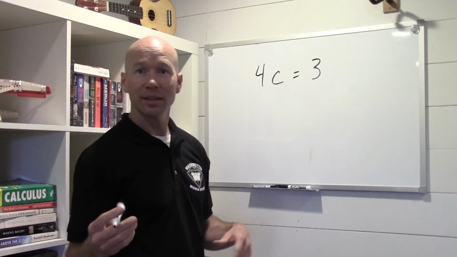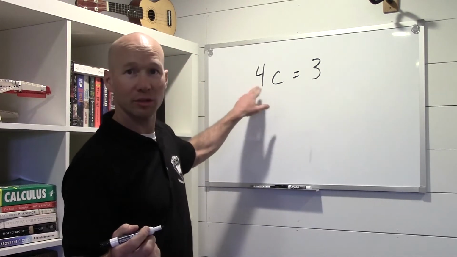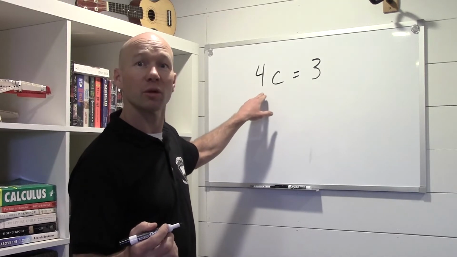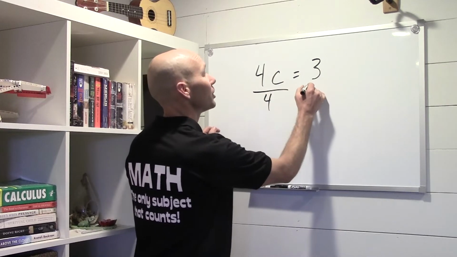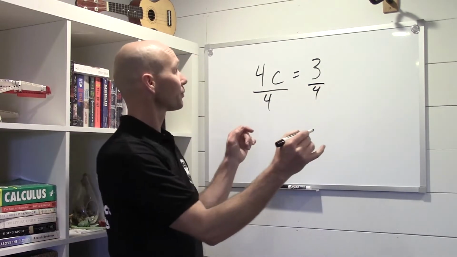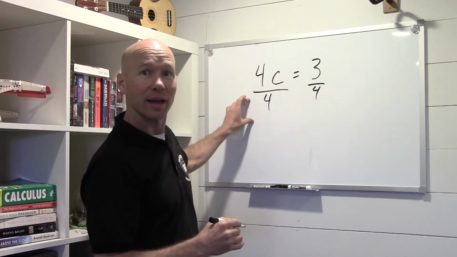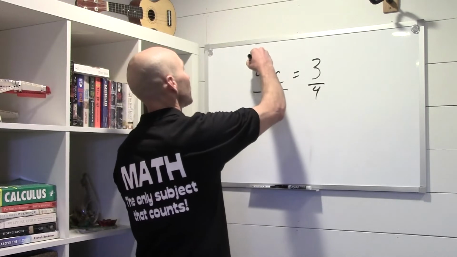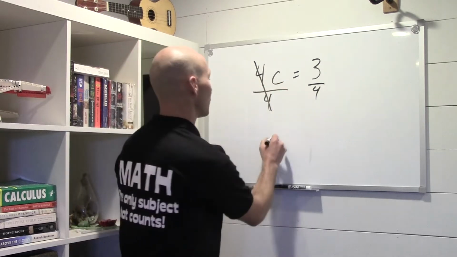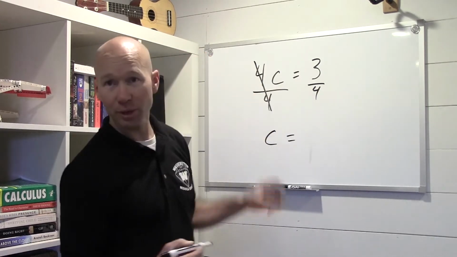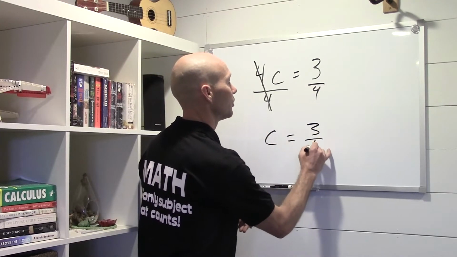Now you've got 4c equals 3. The inverse operation to multiplication, 4 times c, is division, so I'm going to divide 4c by 4, and I'm going to divide 3 by 4. A multiple and a divisor cancel each other out. So 4 divided by 4 is 1, which equals, so we just have c on one side of the equation, equals 3 divided by 4. I'm just going to leave that as a fraction, so I'm going to write that as 3/4.